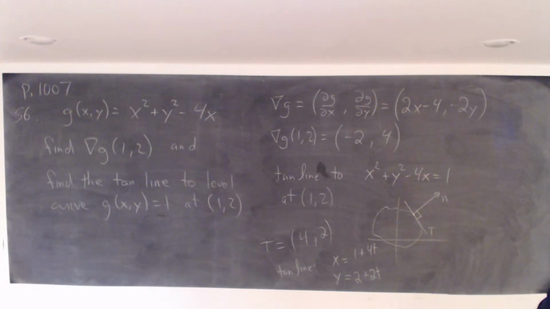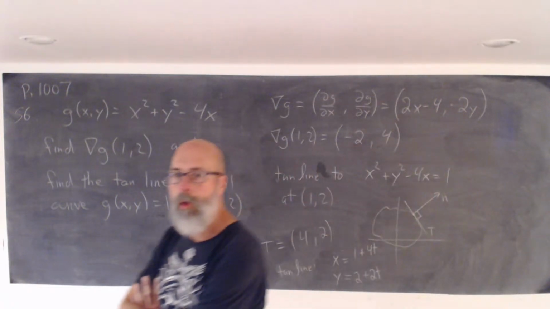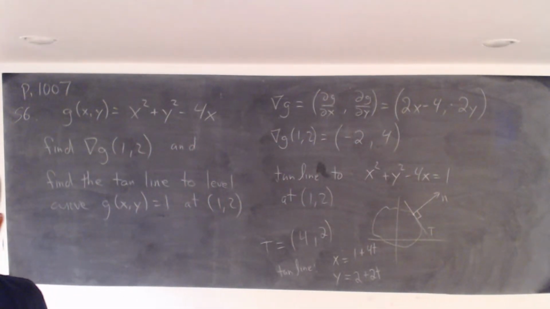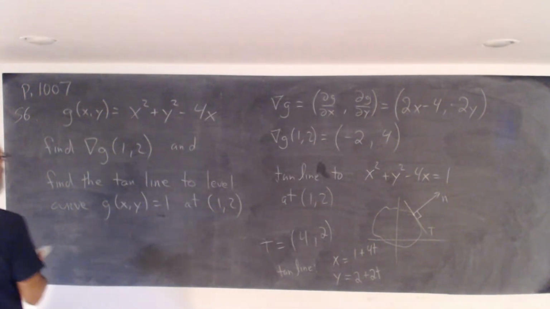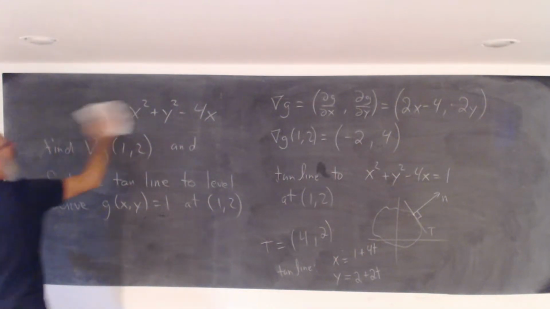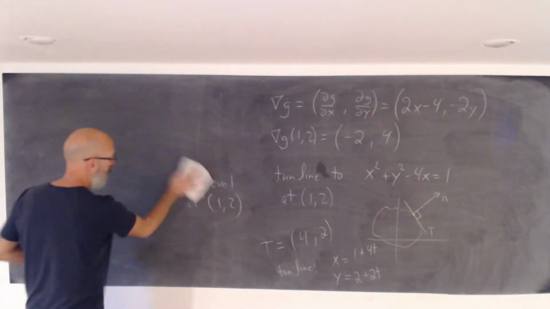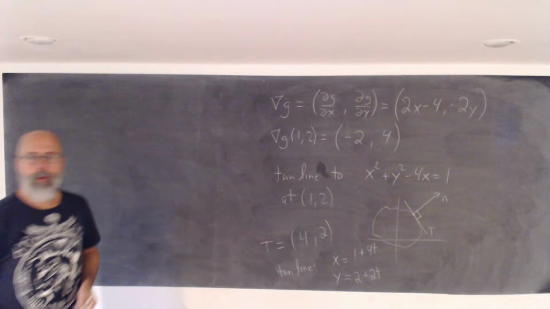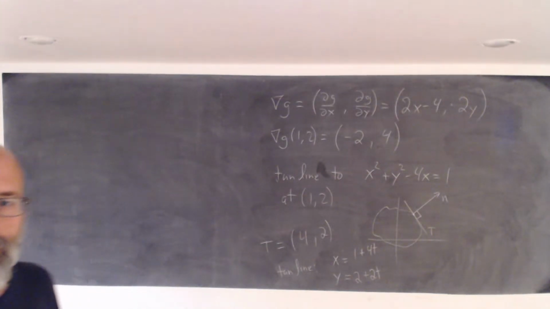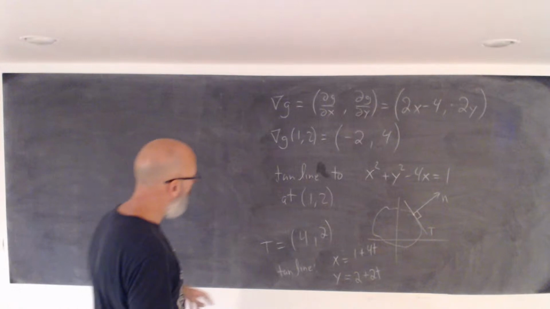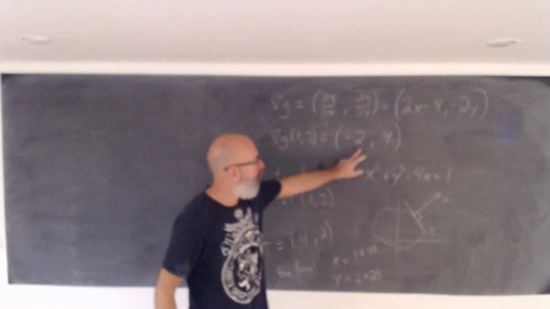How are we doing? Well, maybe you're not convinced. Martin's asking how we got t, any vector orthogonal to this.